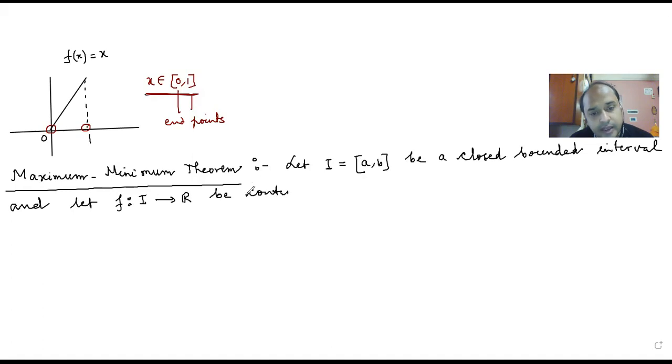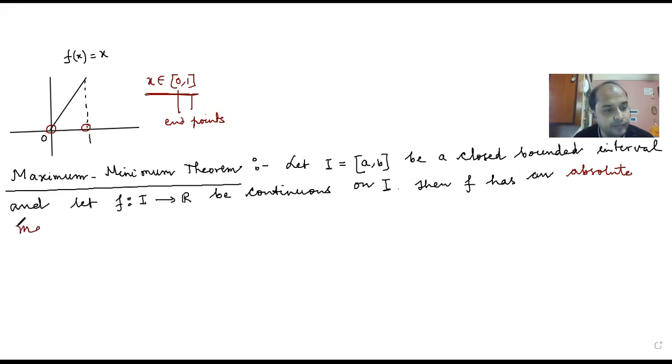So let I be a closed bounded interval, and let f: I to R be continuous on I. Then f has an absolute maximum and an absolute minimum on I.